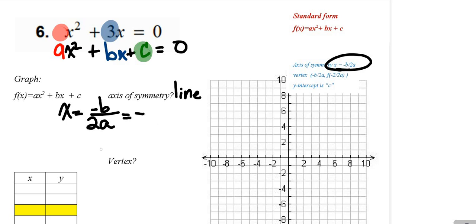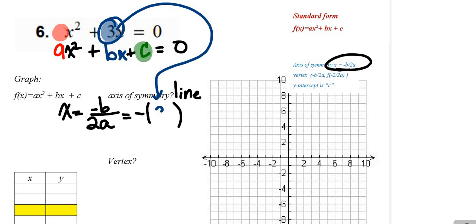Negative, parentheses, our b is 3, so we put it right there, over 2a, and our a is 1. So our vertex line is going to be negative 3 over 2. That's our axis of symmetry. And that's going to be x equals, in order to graph it, a mixed number's better, negative 1.5, because it's easier to visualize that.